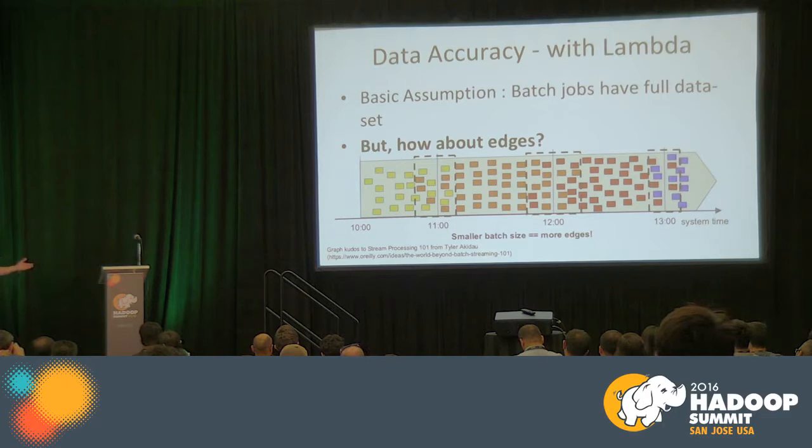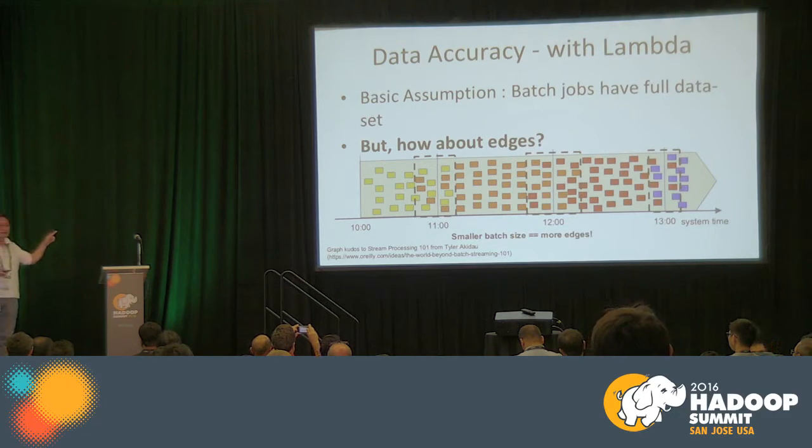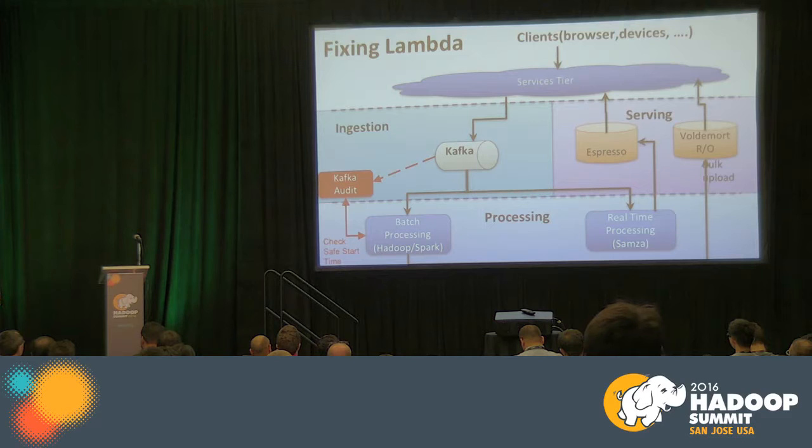And also there's the trend of wanting the analytical result faster, more often, so you reduce the batch size. But if you reduce the batch size, then there are more edges occurring in your whole system. So it is not an easy problem to solve, and to fix that, we actually need to find out the safe time when you can start your batch job, assuming that all the data set is there. So in LinkedIn, that's what we do.